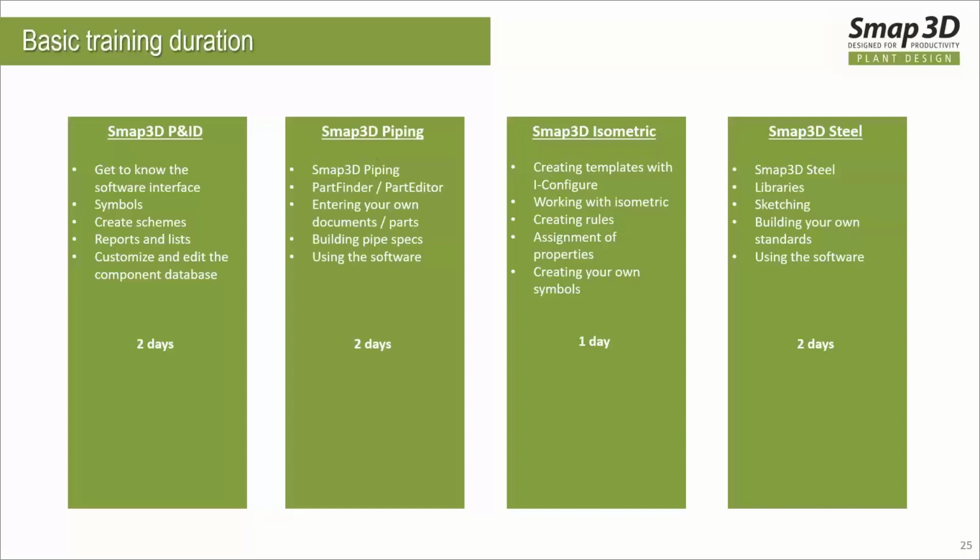Our training breaks down to 2 days for P&ID, 2 days for piping, 1 day for isometric, and generally, depending on the modules, between 1 and 2 days for training for the Smap3D steel or the SolidSteel. And so with our training offerings, with everything that's going on right now, most of the time things are being done remote, but we do also offer on-site custom training, or in person in a classroom, which generally works better, but it's challenging right now to meet in person.